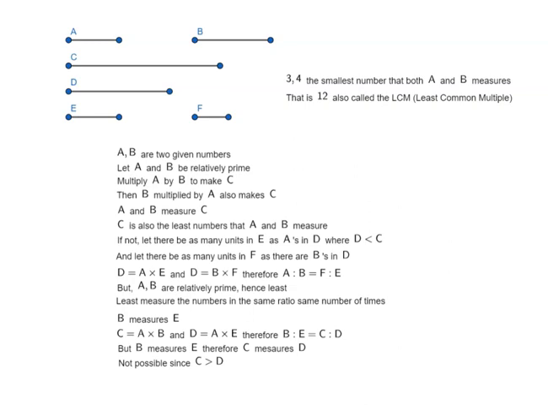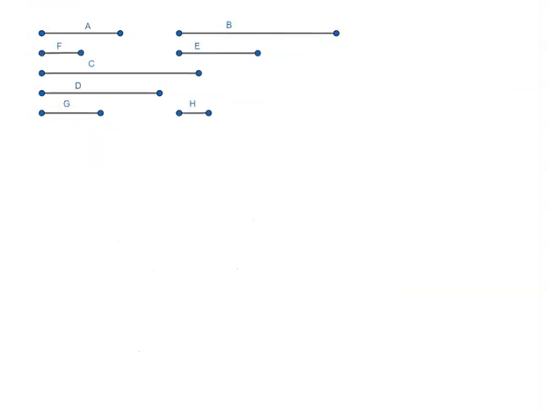So that means A and B do not measure any number less than C. So C is the least number that both A and B measure. That is the first part of the proposition. Now let's look at the second part. Again, let's look at an example.